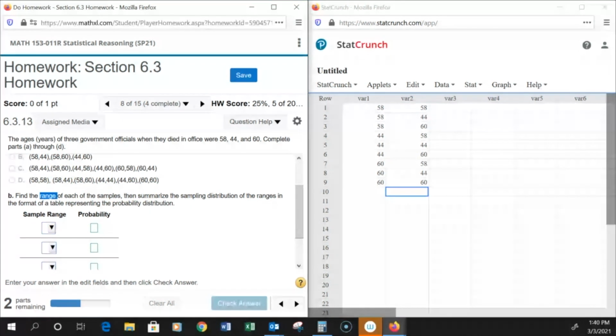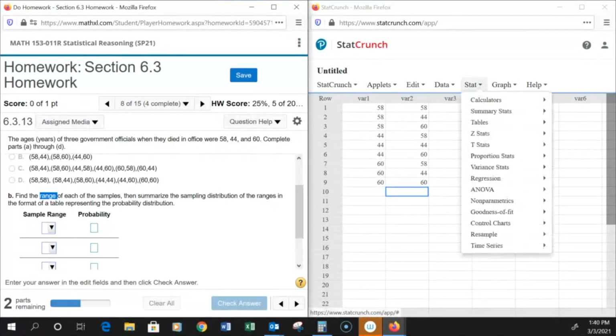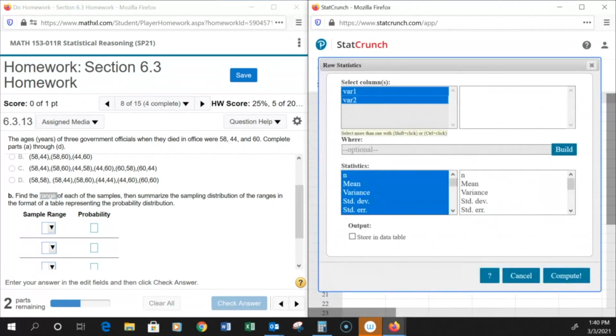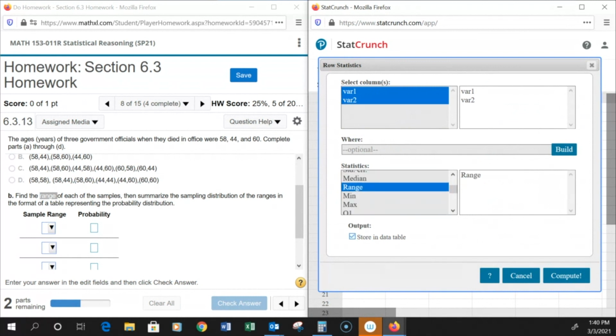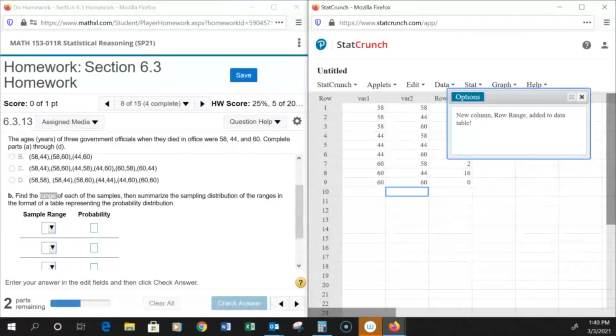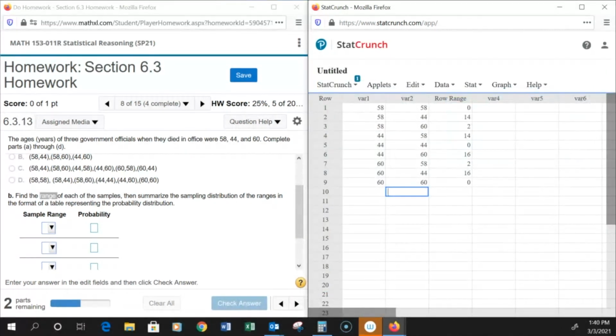So here they want to know the range of each of these samples. So we go to stat, we go to summary stats. The samples are each in their own row. We want both of these values, and we want to know the range. It's right there. Make sure you store it in the data table so that we can manipulate it further. There are all the different ranges.